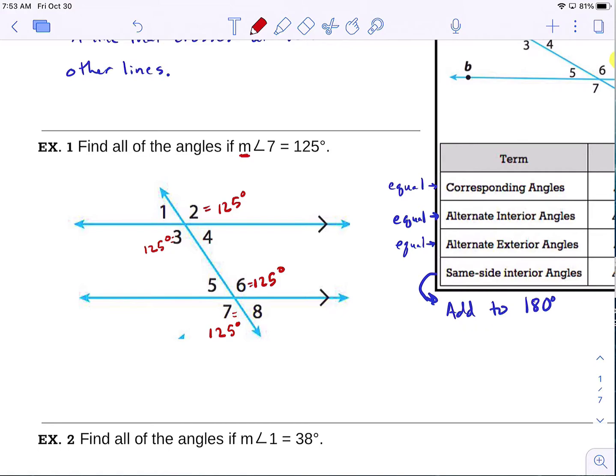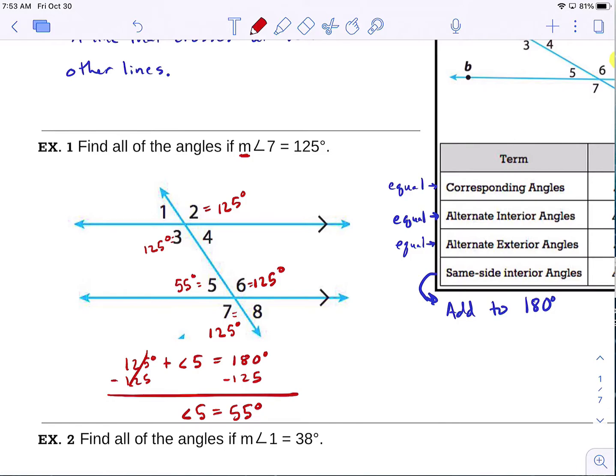Like we just said. So angle 3 is 125 plus angle 5, which I don't know. I know that has to equal 180, right? So let's just solve this little one-step equation that we've done in the past. So angle 5 would equal 180 minus 125, which is 55 degrees. So angle 5 is 55 degrees, right?